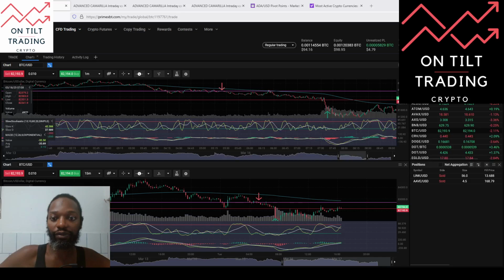aggressive. You can see oversold conditions here on the 1 minute. A lot of seller momentum and the MACD below the average here. Same thing, we can see oversold conditions, and then we can see the aggressive selling here on the MACD.